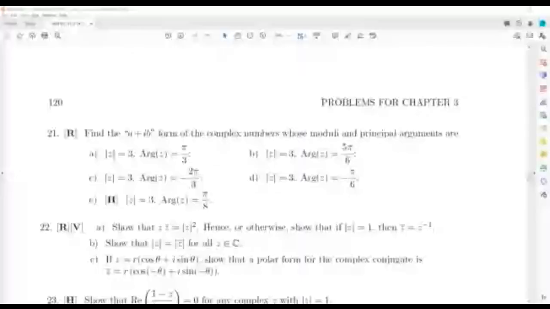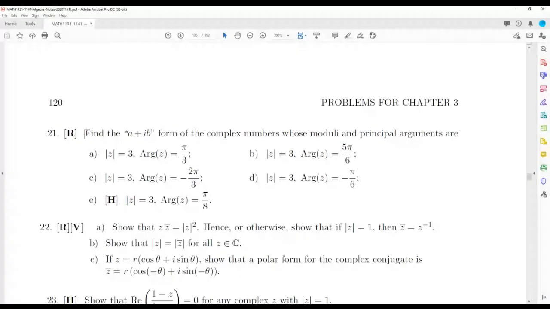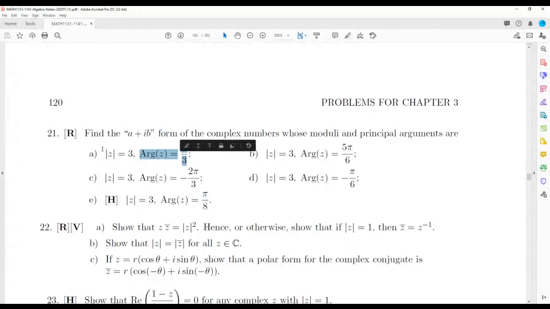So here it comes. Find the Cartesian form of the complex numbers whose moduli and principal arguments are these things. This tells you that we want a complex number whose modulus, or length or size, is 3, and whose principal argument, which is an angle, is pi on 3. Let me just draw a quick picture because I think that's a good way to understand these problems. I'll go back to my document camera and we can have a little look.